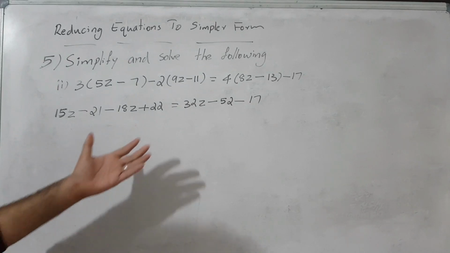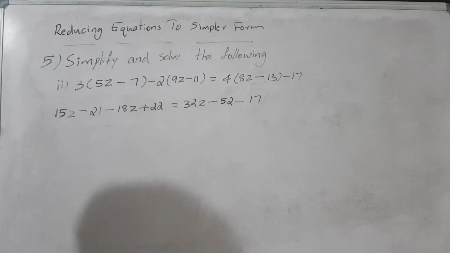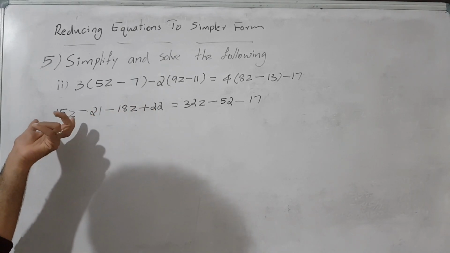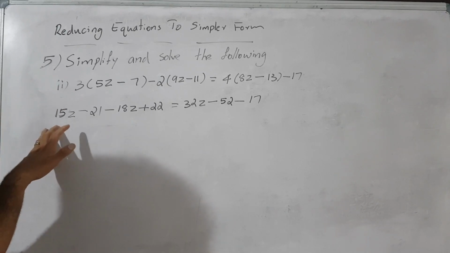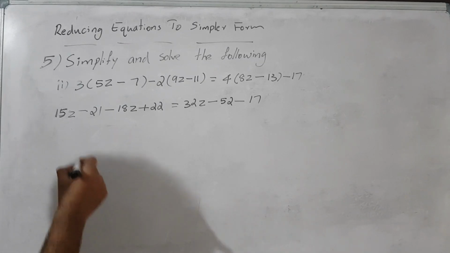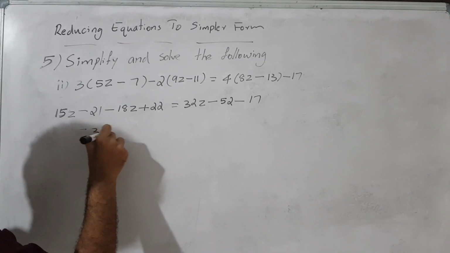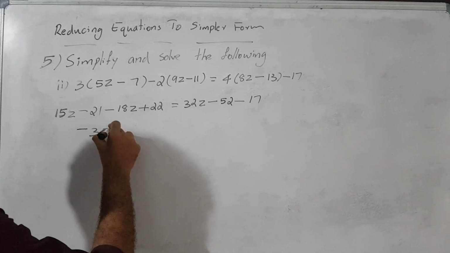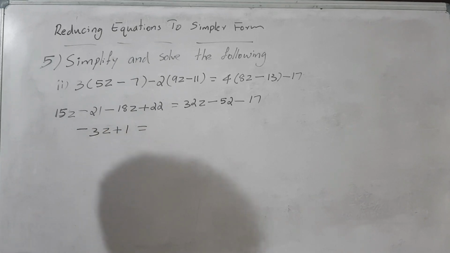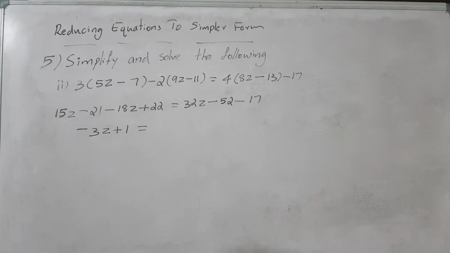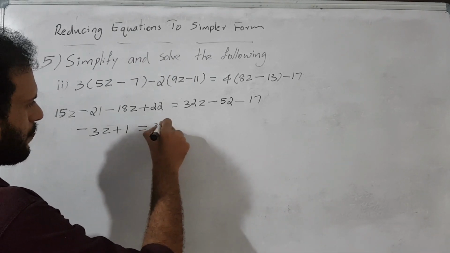Then first we check on the one side, the LHS, how many terms contain the variable? 2 terms. How many terms do not contain the variable? That is also 2. So we add first, on one side of the equality sign, the terms containing the variable, 15z minus 18z. What is 15z minus 18z? That one is minus 3z. Okay, minus 3z. Minus 21 plus 22. What is minus 21 plus 22? That one is plus 1. Is equal to. Here only one term contains the variable, so it's not possible to add because only one term is there. Then 32z.